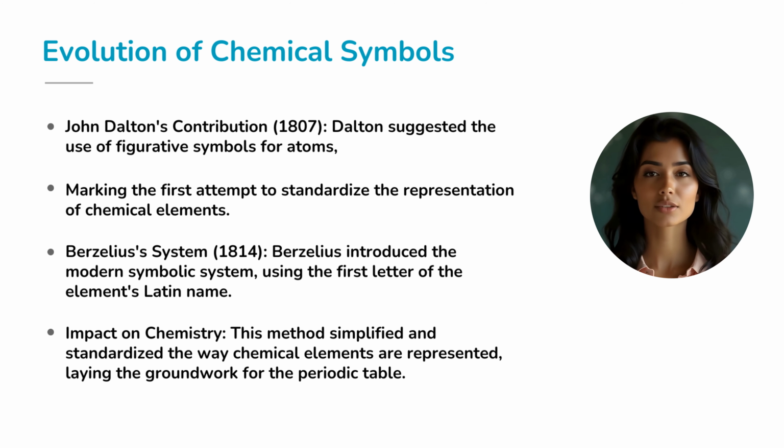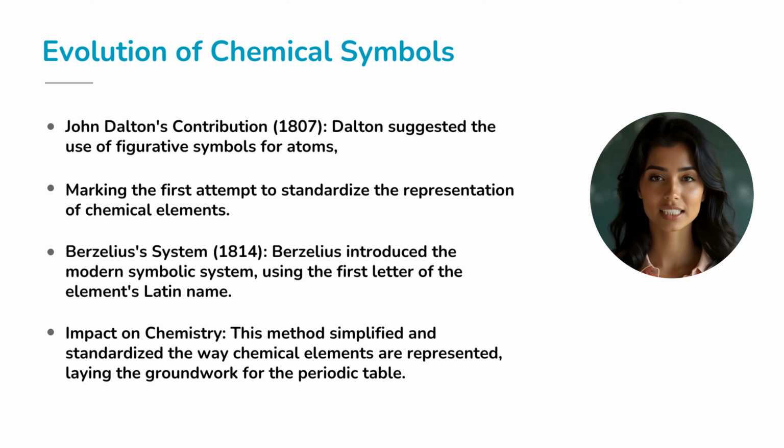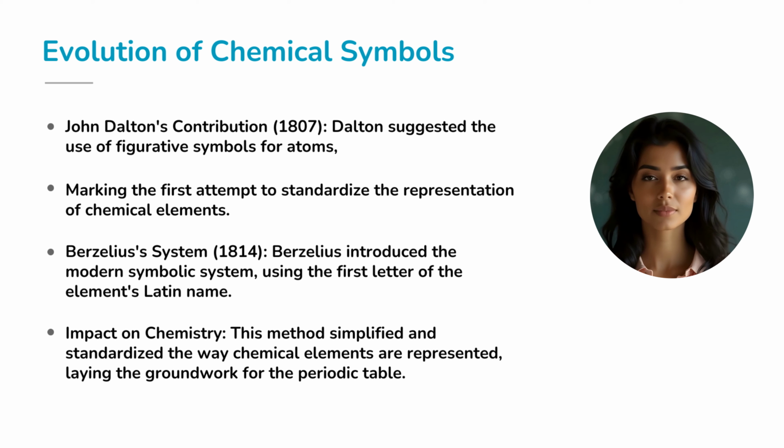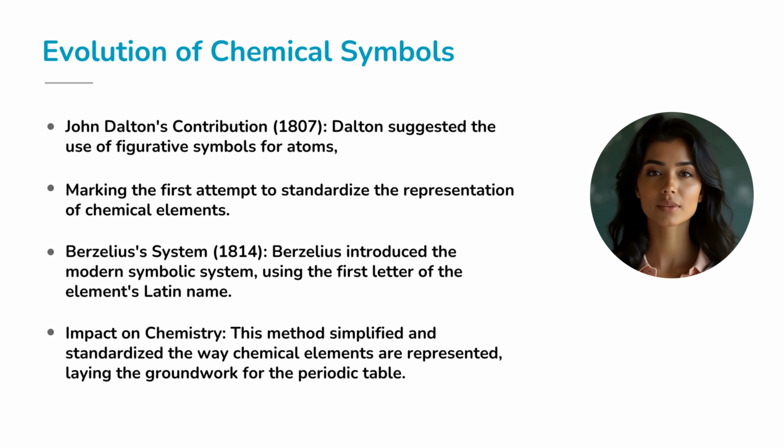Fast forward to 1814, and the great Swedish chemist Johannes Jacob Berzelius revolutionized the field. He introduced the idea of using the first letter of an element's Latin name as its symbol. For instance, Fe comes from the Latin ferrum, meaning iron. Au for gold comes from aurum. You can see how this system worked, and it quickly became the standard. So, what we use today, like H for hydrogen and O for oxygen, is the result of these breakthroughs, making our work in chemistry so much easier.